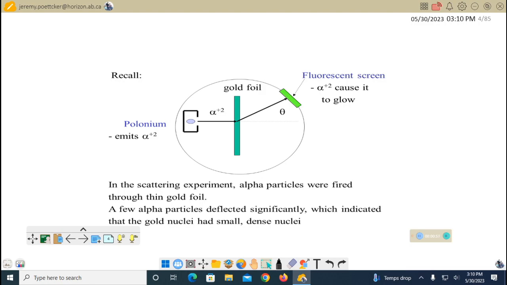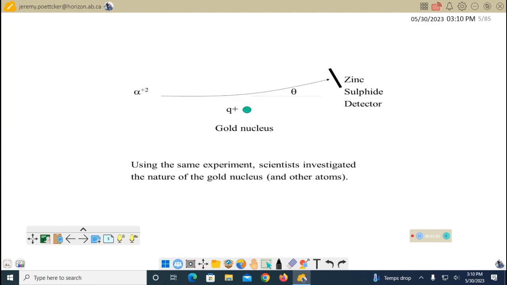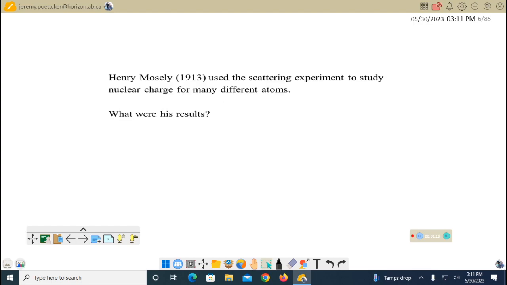And he figured from this that gold had a small, dense, and positively charged nucleus for each one. So using the same experiment, scientists investigated the nature of the gold nucleus and also other atoms. Zinc sulfide is a good detector because it'll flash, it'll get a green glow when it gets hit by an alpha particle. Henry Moseley used the scattering experiment to study nuclear charge for many different atoms.